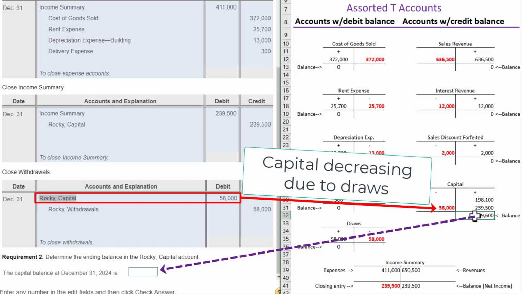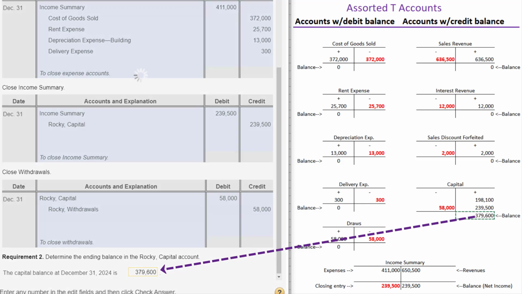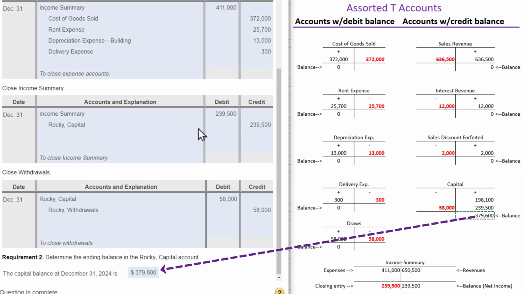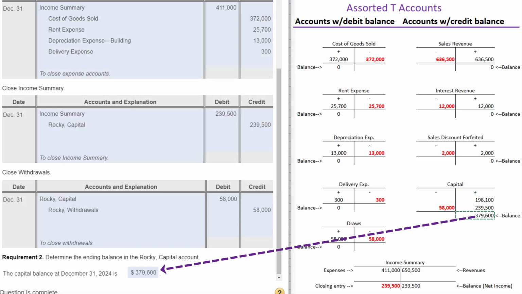The way I got this balance is I add up the two pluses and then I subtract the minus, and that gives us 379,600. Wonder if I can copy and paste that. There we go. So our new capital balance at the end of the year is 379,600. Excellent. It began with 198,100, which we got from here. So capital went from 198,100 to a new balance of 379,600. That's a nice increase in capital. So that's it for this problem.